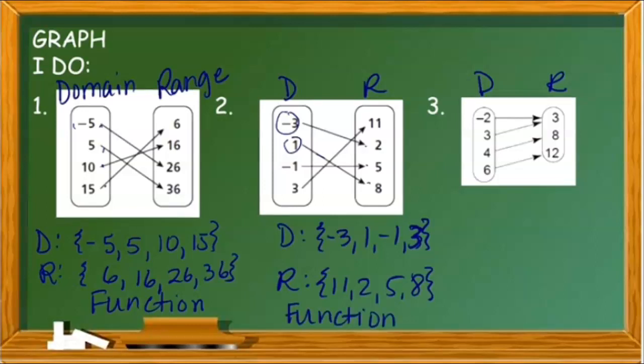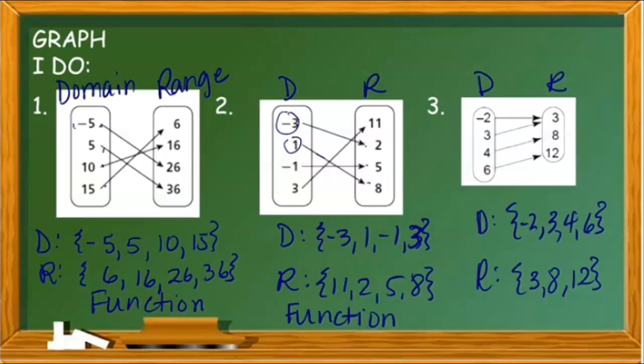Okay? And then the last one here, again, my domain would be -2, 3, 4, and 6. My range would be 3, 8, and 12. Okay? So again, I'm going to see, is it a function? From -2, is there only one arrow? Yes. 3, is there one arrow? Yes. 4, one arrow. 6, one arrow. Yes. So this is a function.